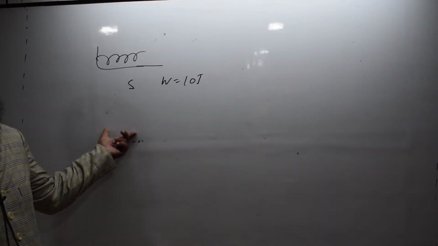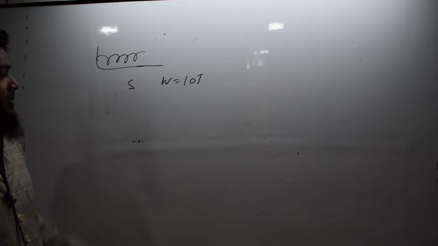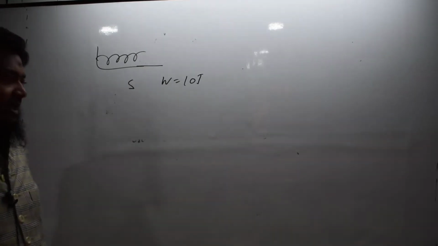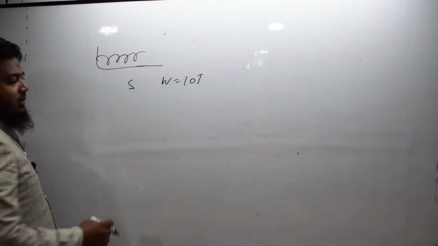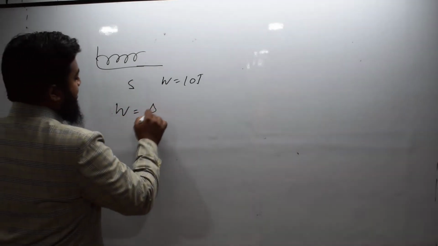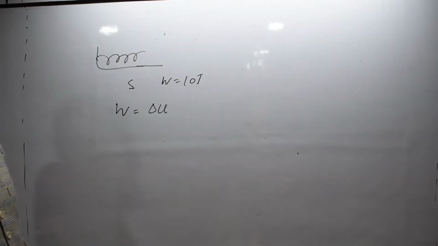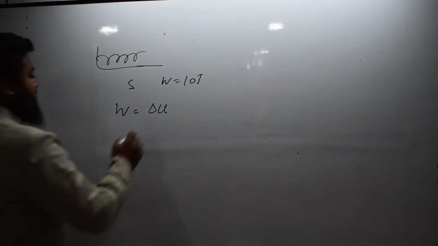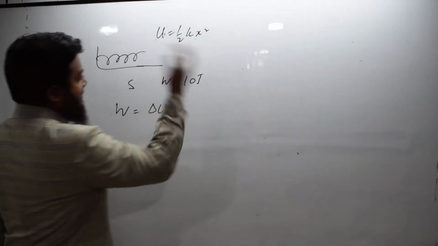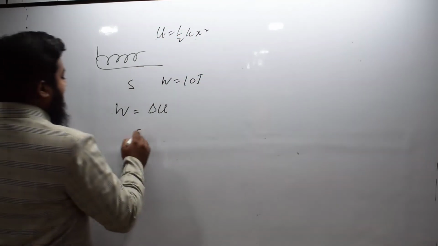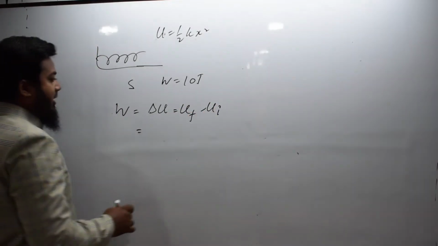Initially, the stretch or the displacement was s, and finally, the total displacement becomes s and additional s, that is 2s. And since the spring force is a conservative force, we can write that work done is equal to the change in potential energy, the change in elastic potential energy of the spring. And potential energy of the spring is equal to half kx square if the displacement is x. Now, final potential energy minus initial potential energy, which is change.